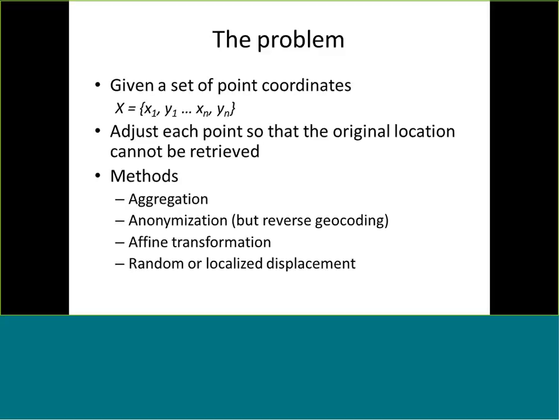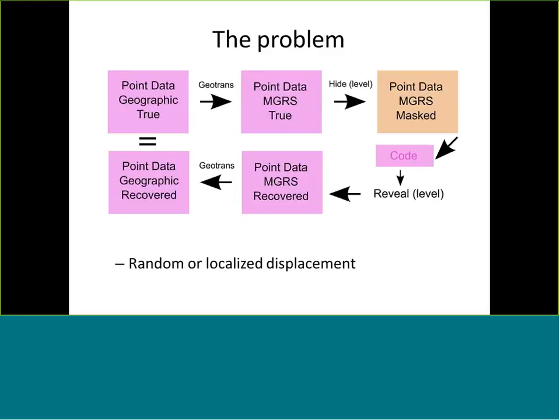And the methods that can be applied, as we've seen, can be aggregation. We can use anonymization. We can use affine transformations or random displacement. Any of these methods will work. Mine is simply an alternative.